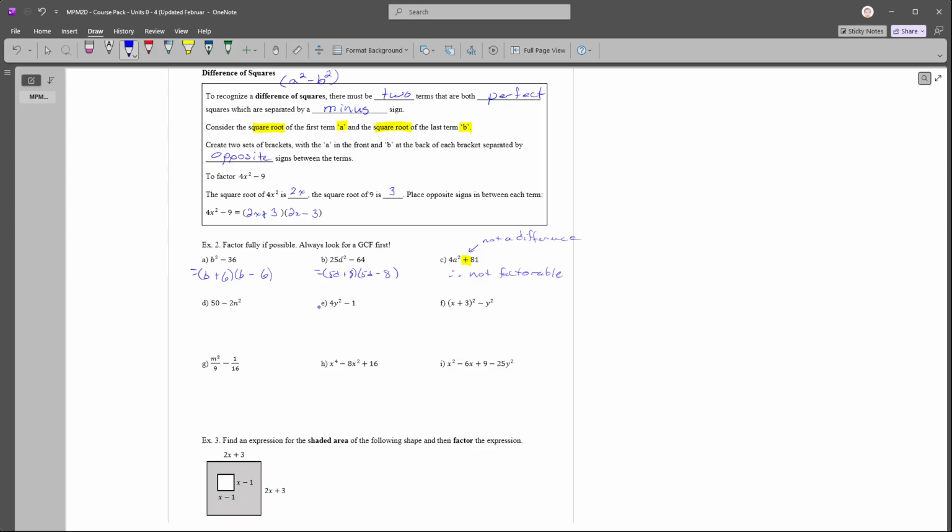Okay, let's go to the next one. Can we factor anything out here? Yeah, there's a greatest common factor. We can get rid of the 2. So let's factor out a 2. So that means we have 25... Oops, let's erase that.